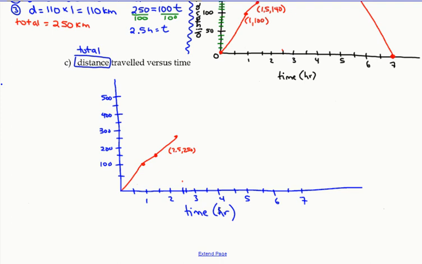Then what does she do after she gets there? Two hours of meeting. So we get to 4.5, just staying put. And then she goes all the way up to 7 and 500. The only part that's different is this last part. So we're doing total distance traveled versus time. It's like graphing her mileage on her vehicle over time. So this was 4.5 here and 250.